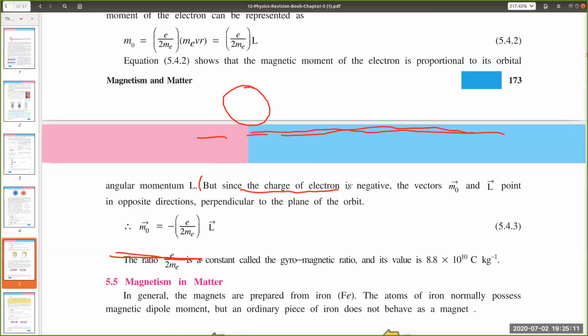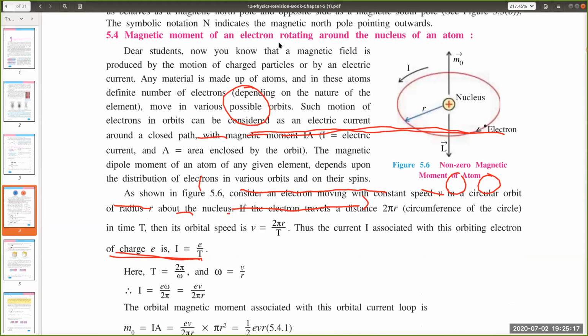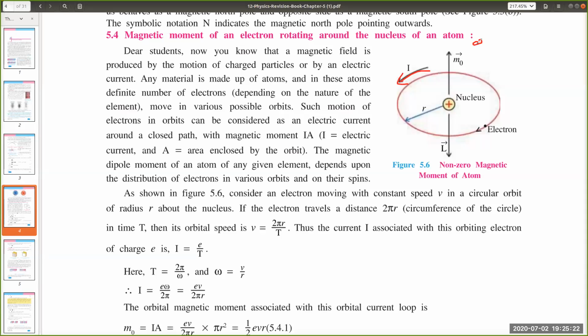But since the charge of the electron is negative, the vectors M and L point in opposite directions, perpendicular to the orbit. See, the current is going, if you see from top, anti-clockwise. So the magnetic moment, therefore, if you curl your hand in the direction of the current, comes upwards.